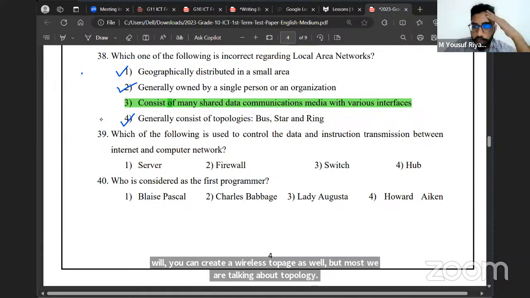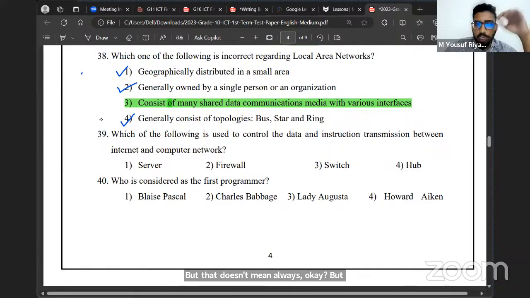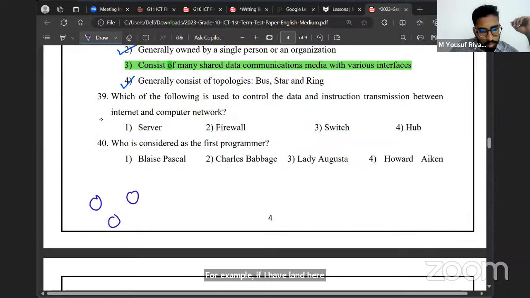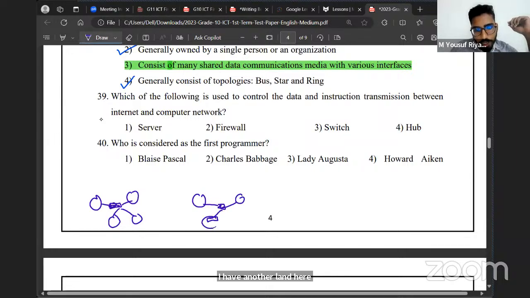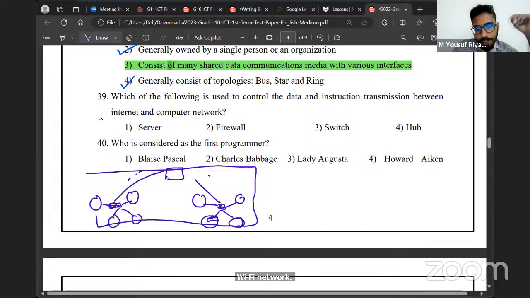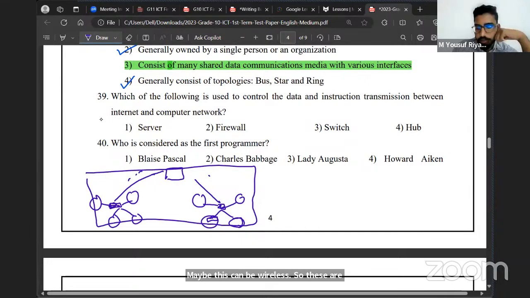Okay. What about MAN? A MAN is like you take LANs and connect them together. For example, let's say I have a LAN here and another LAN here. Imagine you have two buildings. Both buildings will have separate LANs. I can connect them together, let's say using a Wi-Fi network. Maybe this can be wireless. So this is a MAN network. A MAN network will contain multiple LANs. Got it?